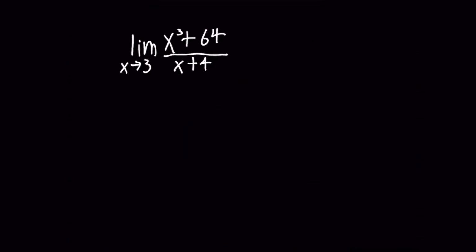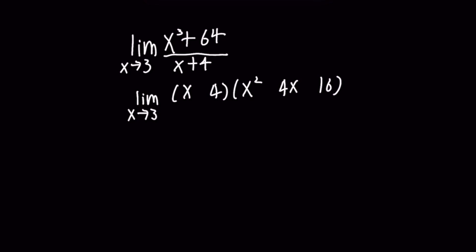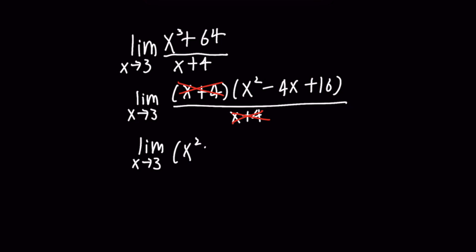Same thing here. It looks like we have the sum of cubes instead of the difference of cubes this time, so we can also factor that. It's the cube root of the first number, the cube root of the second number, then it's squared, the product of the two, and then the second number squared, 16. And SOAP: same, opposite, always positive. Divided by x plus 4. These two cancel out, so we're left with x squared minus 4x plus 16.